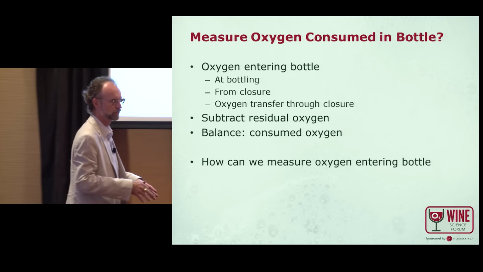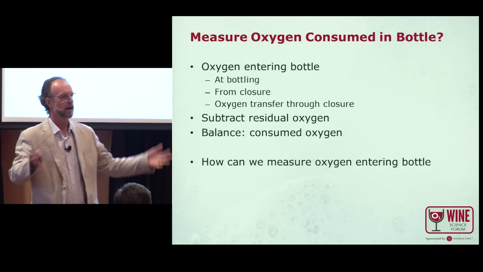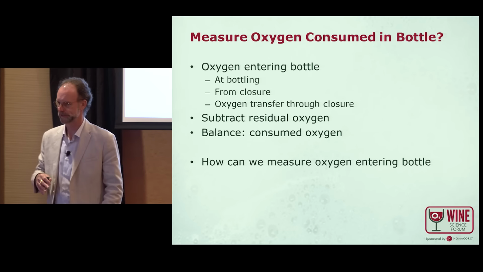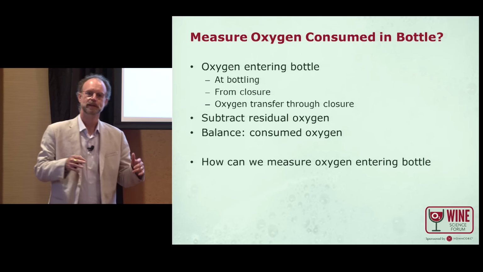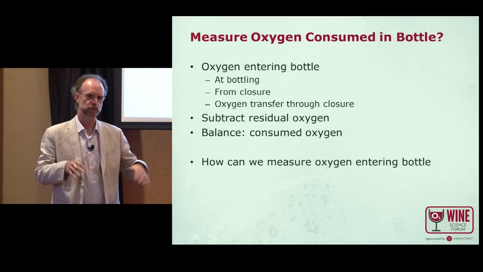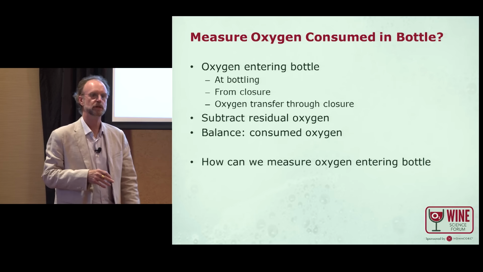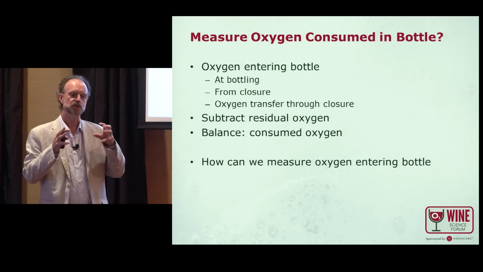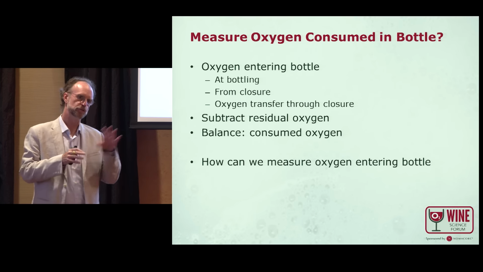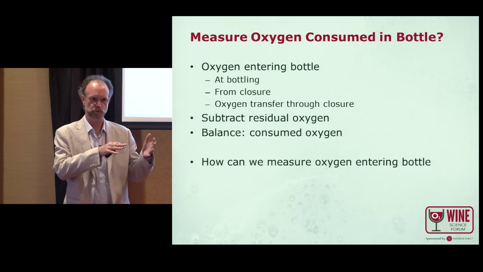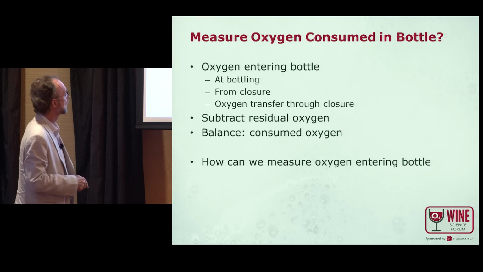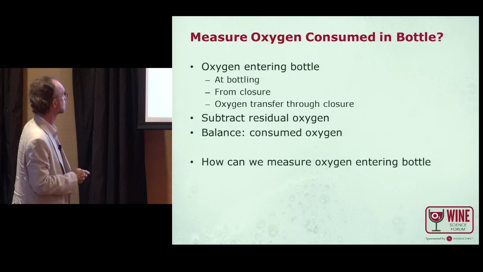Most of the time, in fact all the times, oxygen is coming into the wine, and unless you've had a catastrophic event like a poor bottling episode, the oxygen levels are very low, right? Because the wine is consuming the oxygen through all those reactions I just showed you. So the consumed oxygen is, generally speaking, the amount that's come into the wine. If you just bottled, you'll have some residual oxygen. You have to subtract that because that hasn't been consumed yet. But the question is then, how can we measure oxygen entering the bottle?